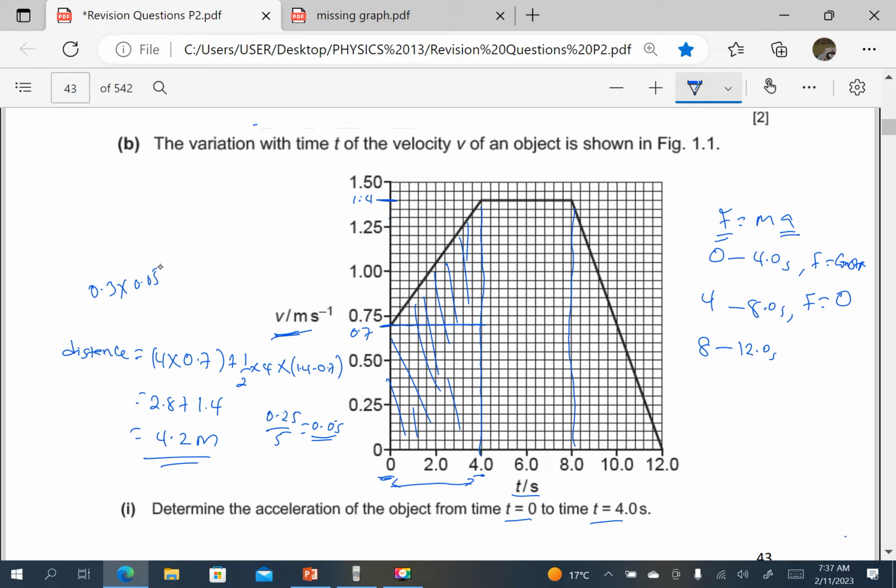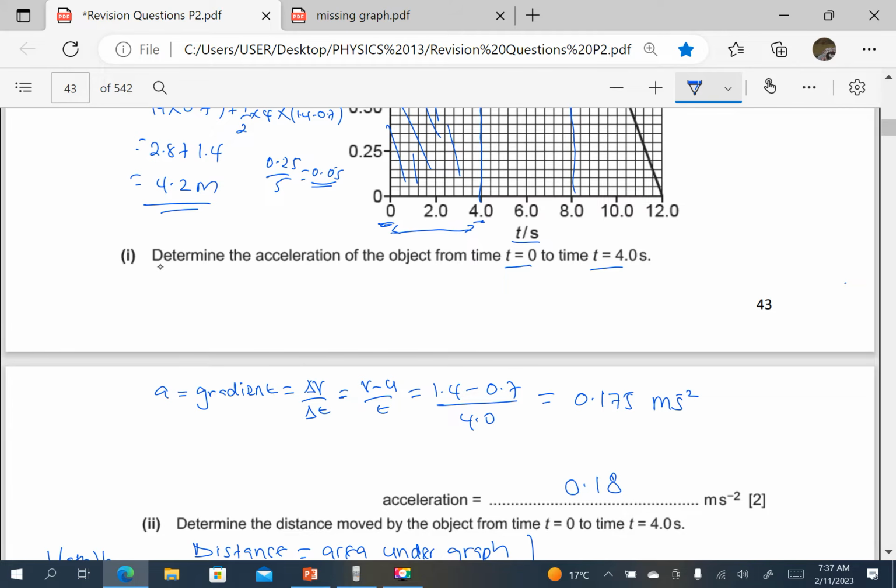meaning the acceleration is going to be negative. It is a negative acceleration. That means the force will also be in the opposite direction, because force is also a vector quantity. It is always in the same direction as the acceleration. Because the acceleration is negative, the force here is going to be negative. But I want you to note that when you try to find the gradient, in the first stage between 0 and 4, we found the gradient as 0.18.